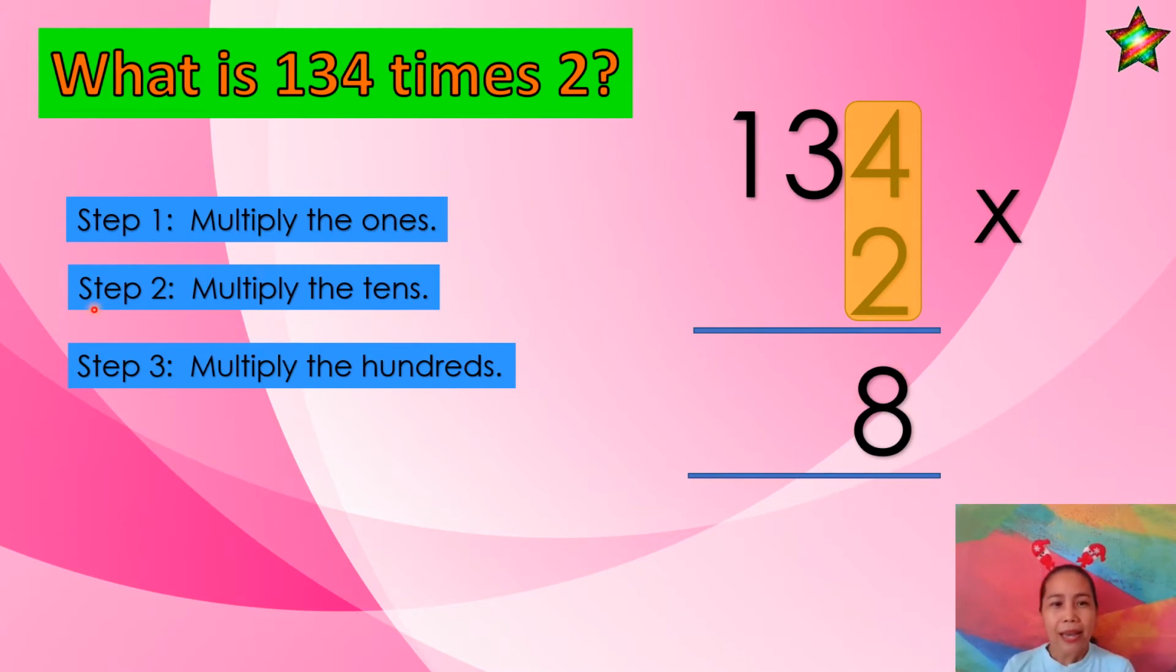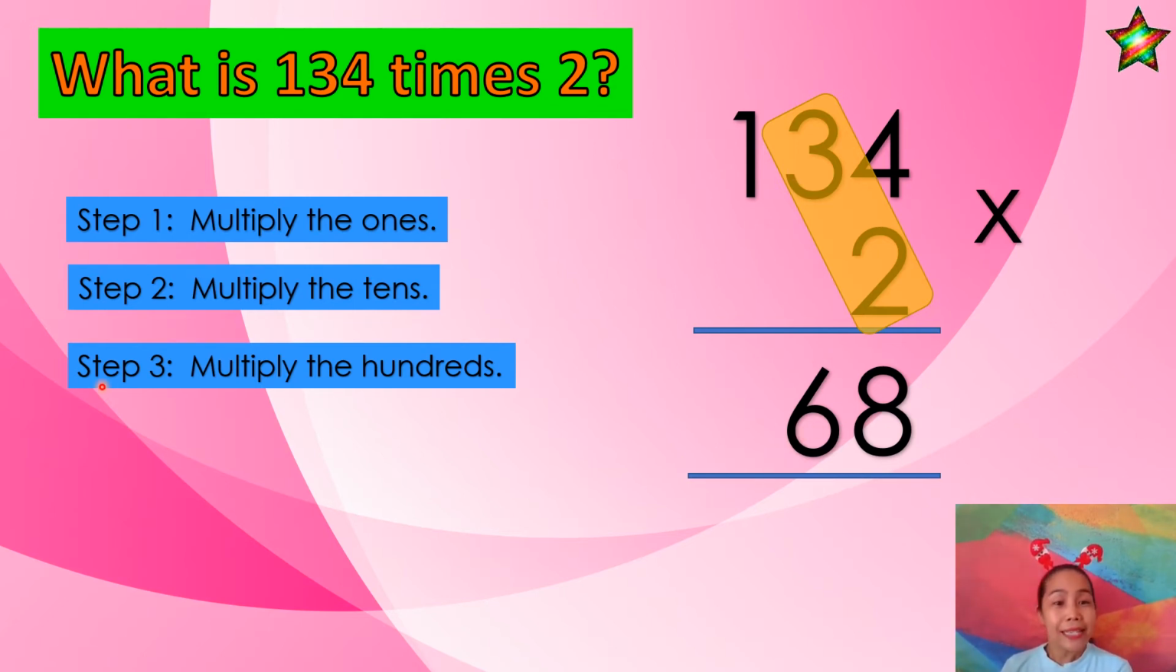What's next? Step 2. Multiply the tens. All right. The digit in the tens place is 3. You can either multiply it like this. 3 times 2 or 2 times 3 because the answer is the same. So what's the answer? Yes, 6.